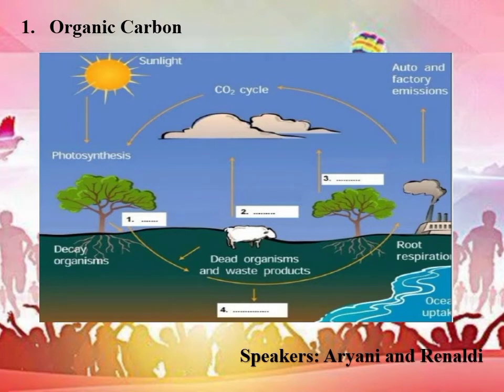So now let's get to the task. The answer number 1 is B. Organic carbon. Organic carbon is most abundant at the surface of soils and sediments where detritus is deposited, most of which is derived from aerobic photosynthesis.